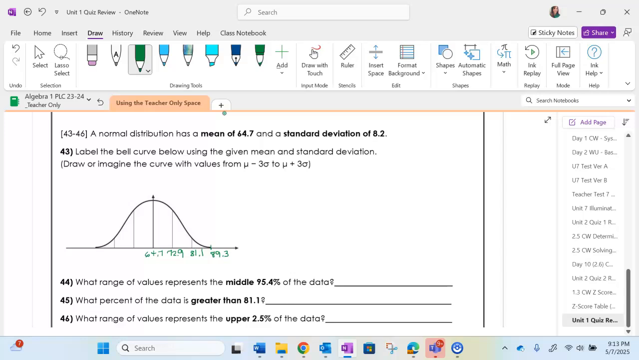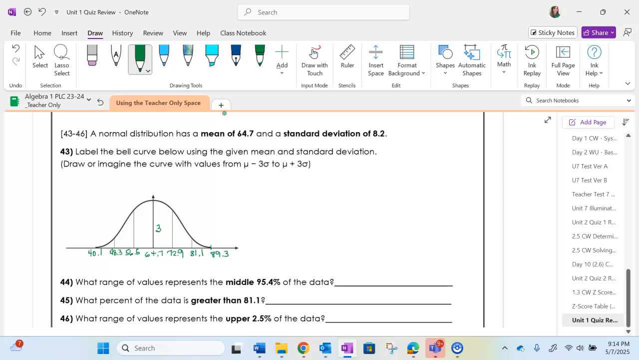89.3. And then I'm going to go backwards. 64.7 minus 8.2, and you get 56.5. And subtract 8.2 again, and you get 48.3. And we have one more to go. Subtract 8.2, and we get 40.1. Okay, now we have our stuff.